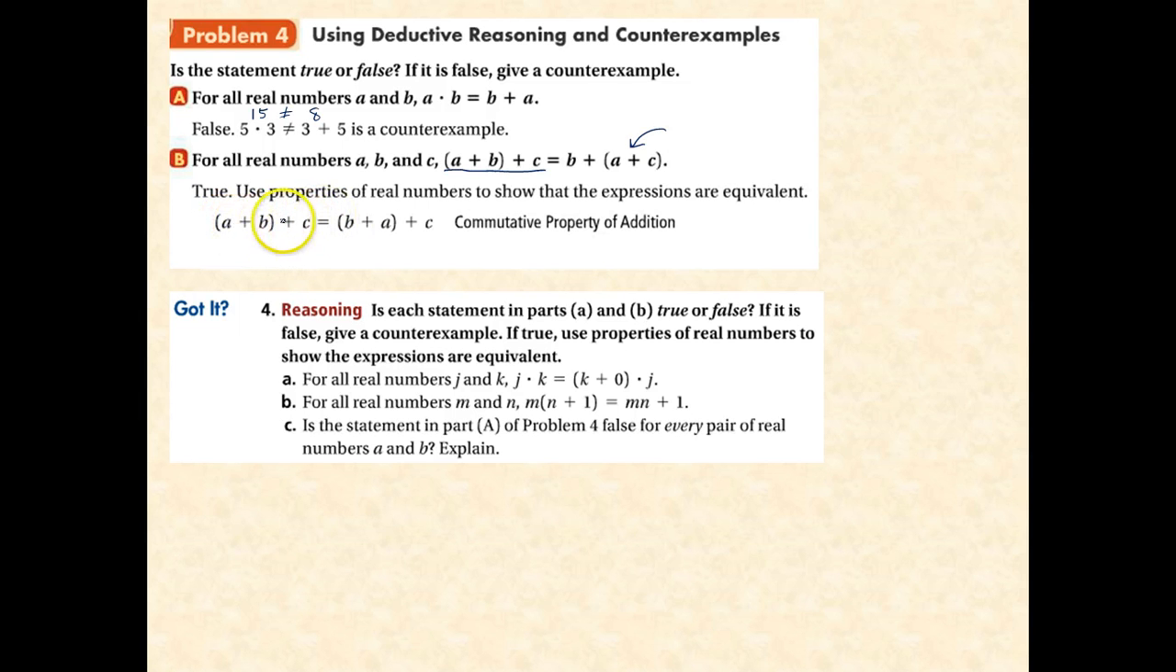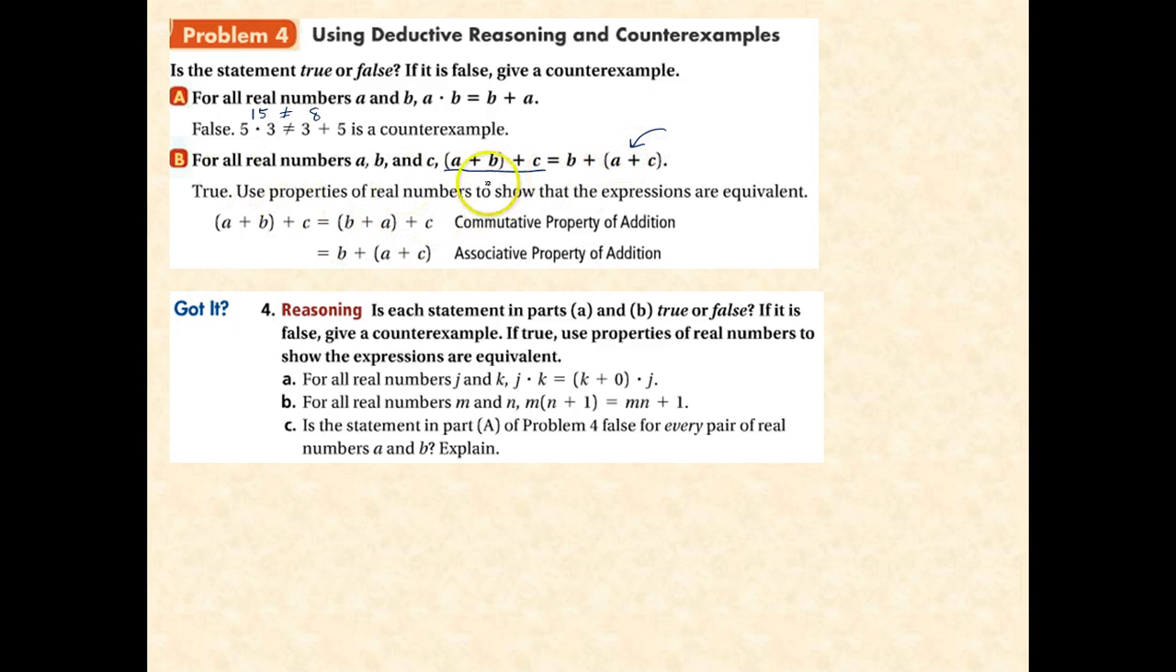So here's where we're starting. We're starting with a plus b plus c. Then we're going to use the commutative property to flip these two. See, a plus b has now become b plus a. Then we'll use the associative property to group the a and the c. And that got us over here.